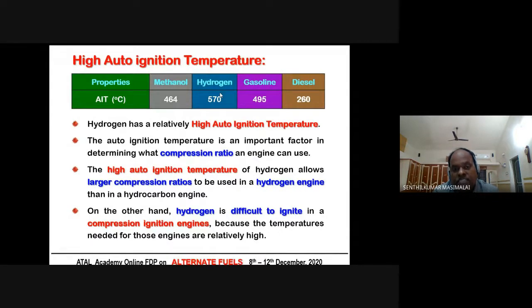So in that case, you will have more thermal efficiency. Instead of a thermal efficiency of 28 with gasoline, you can have a thermal efficiency of 32 with hydrogen. So that advantage is possible with hydrogen as fuel in a spark ignition engine, thanks to the high auto ignition temperature.